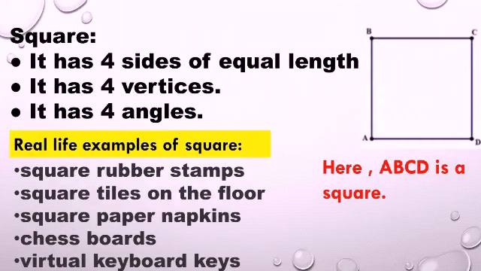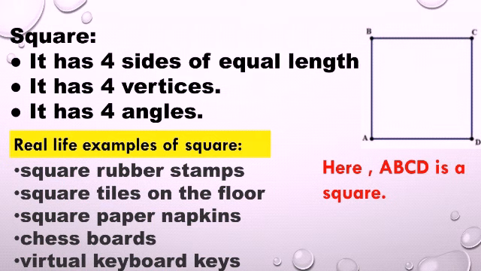Now we are going to discuss about square. Square means a flat shape which has 4 sides of equal length. All the sides are of equal length, same length. It has 4 vertices. It has 4 angles. Now here ABCD is a square.